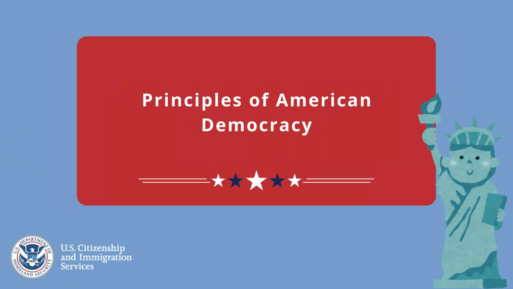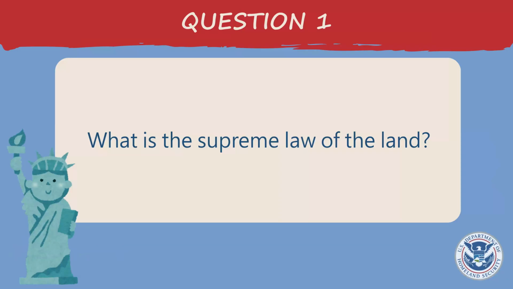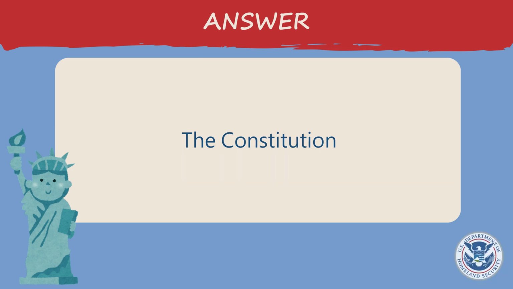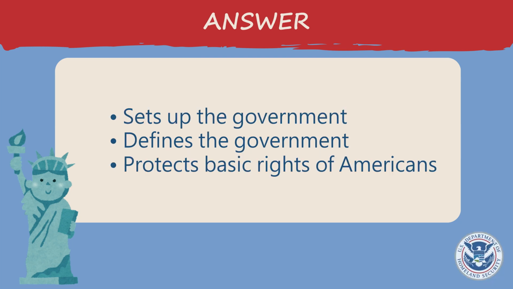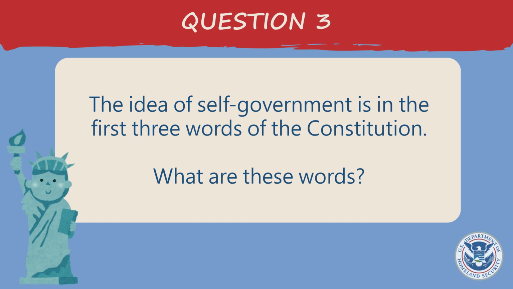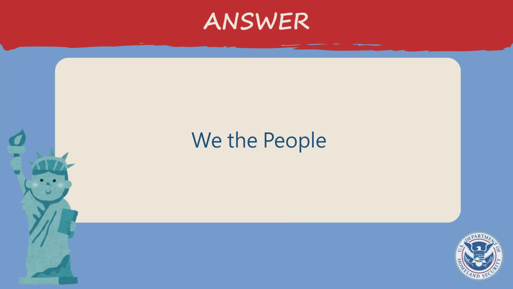Principles of American democracy. What is the supreme law of the land? The Constitution. What does the Constitution do? Sets up the government, defines the government, protects basic rights of Americans. The idea of self-government is in the first three words of the Constitution. What are these words? We the people.